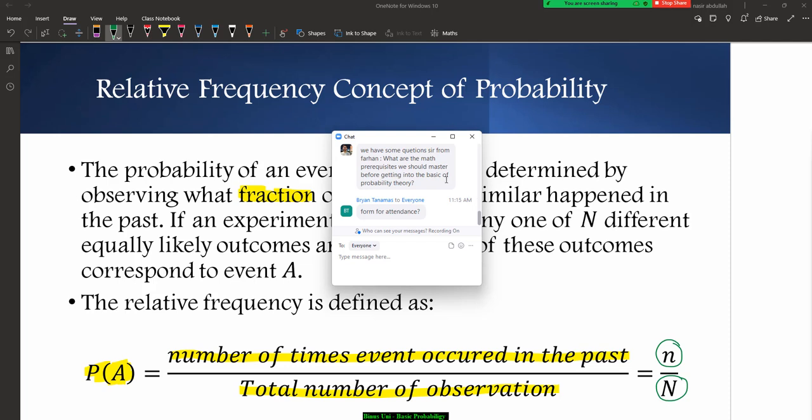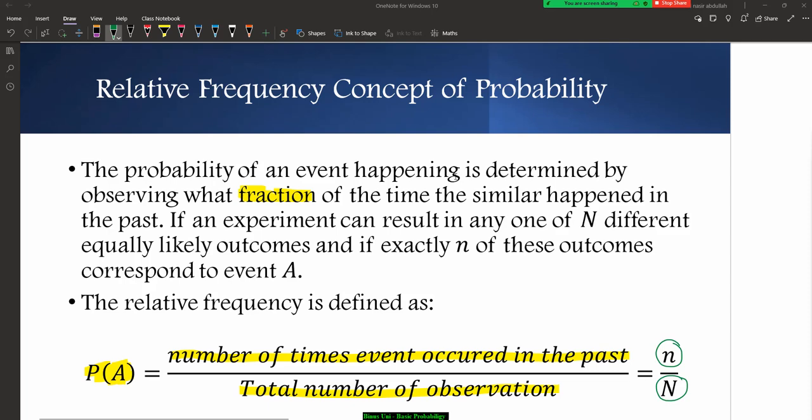We have a question, sir, from Farhan. What are the math prerequisites we should master before getting into this? Oh, this one I think I already answered before. You just need to understand some basic theory on set theory, with union, intersection, complement, right? De Morgan's law and so on. That is very basic, I think.